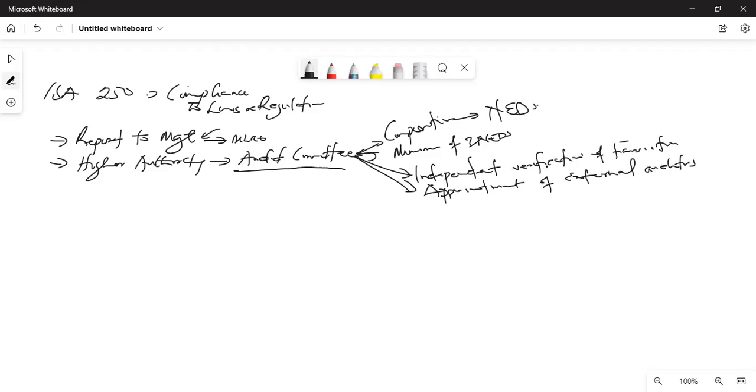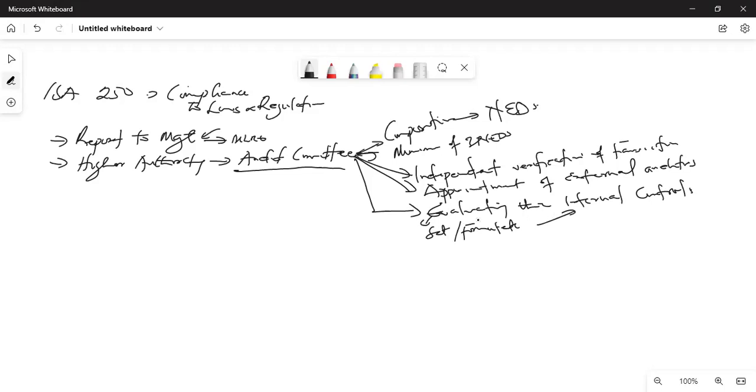Okay. So they are also having the responsibility of evaluating the internal control systems. So they set the internal control and they evaluate. So let me say set or formulate internal controls as well as evaluating them. Okay, so that is that.